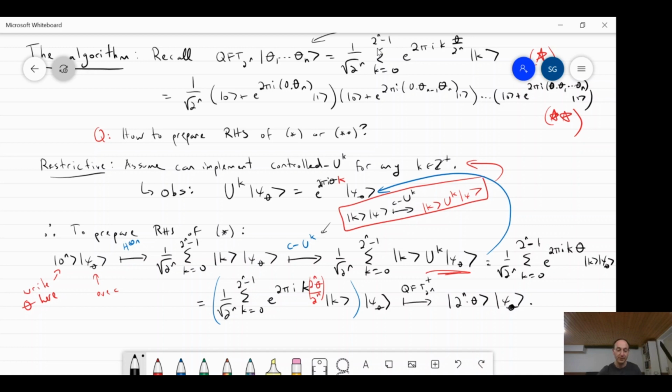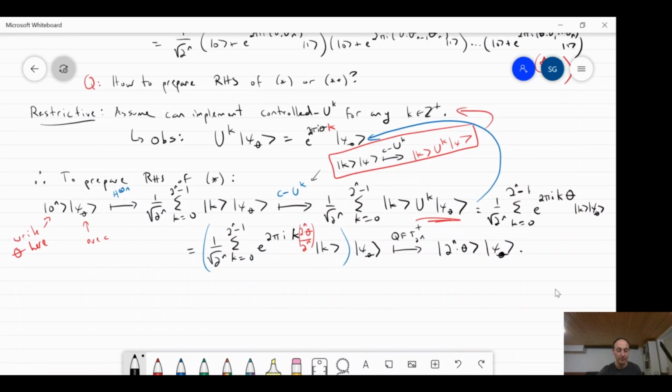Okay, and let me just be clear here that we can sketch a circuit. This isn't in the notes, but the idea is: you've got 0 to the n, you've got psi theta. These are multi-qubit registers, so you might want to write them like this sometimes. Then we do Hadamard tensor n on this, and then, conditioned on this, we do this controlled U operation, U to the k. I don't want to write controlled U, so think of that as controlled U to the k.